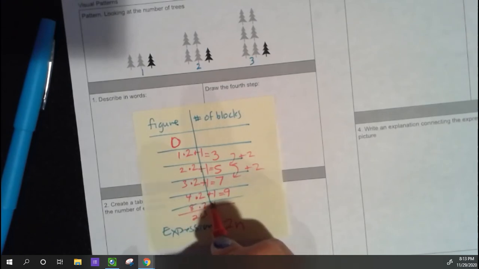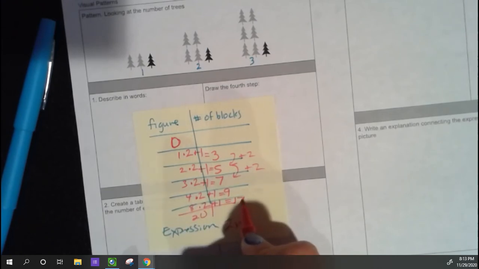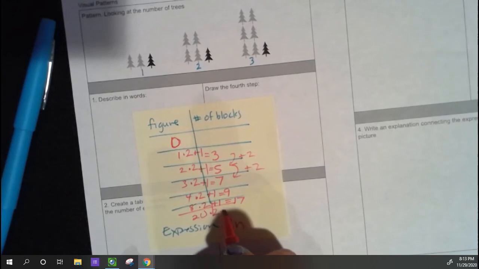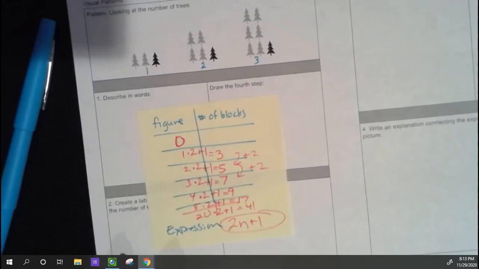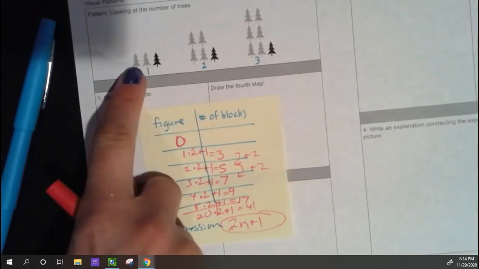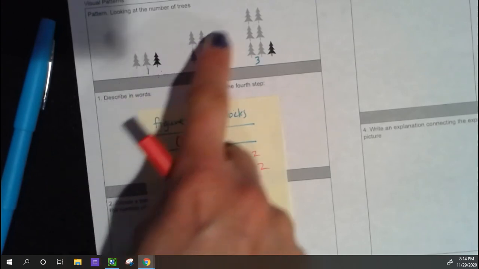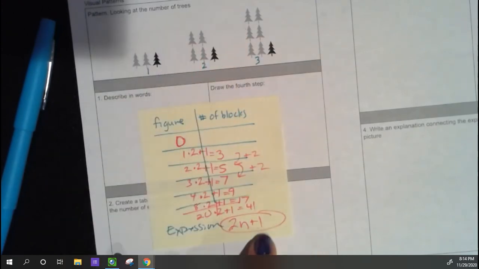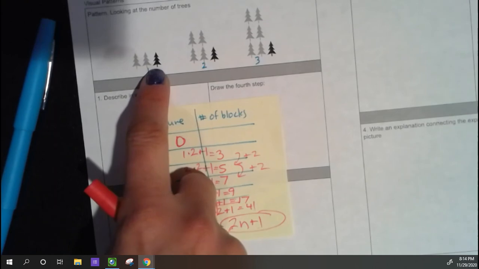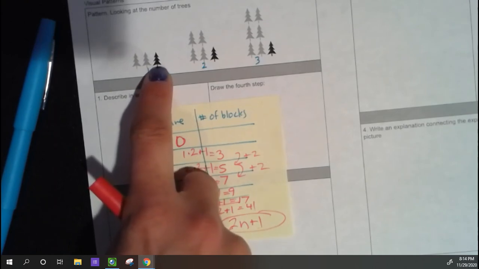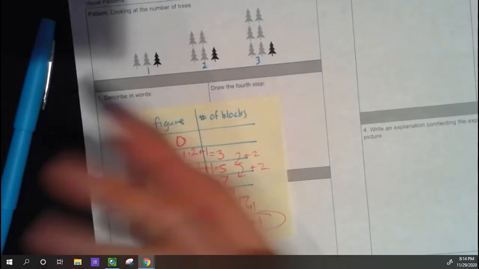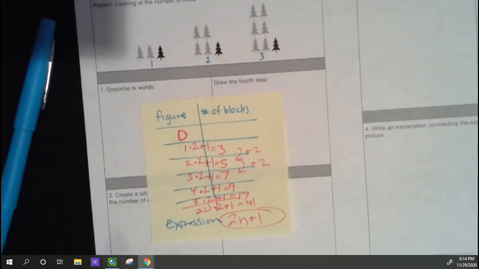Times by 2, 16, add 1, 17. Times by 2, add 1, 41. So there's my answer for the expression, times by 2, add 1. So where does the 2 come from? The 2 gray trees that are being added each time. Where does the 1 come from? That 1 black tree right here. And these could be boxes, they could be stars, they could be anything. They just use trees in this case. So hopefully a couple more examples got your brain working so you can make it through your assignment.